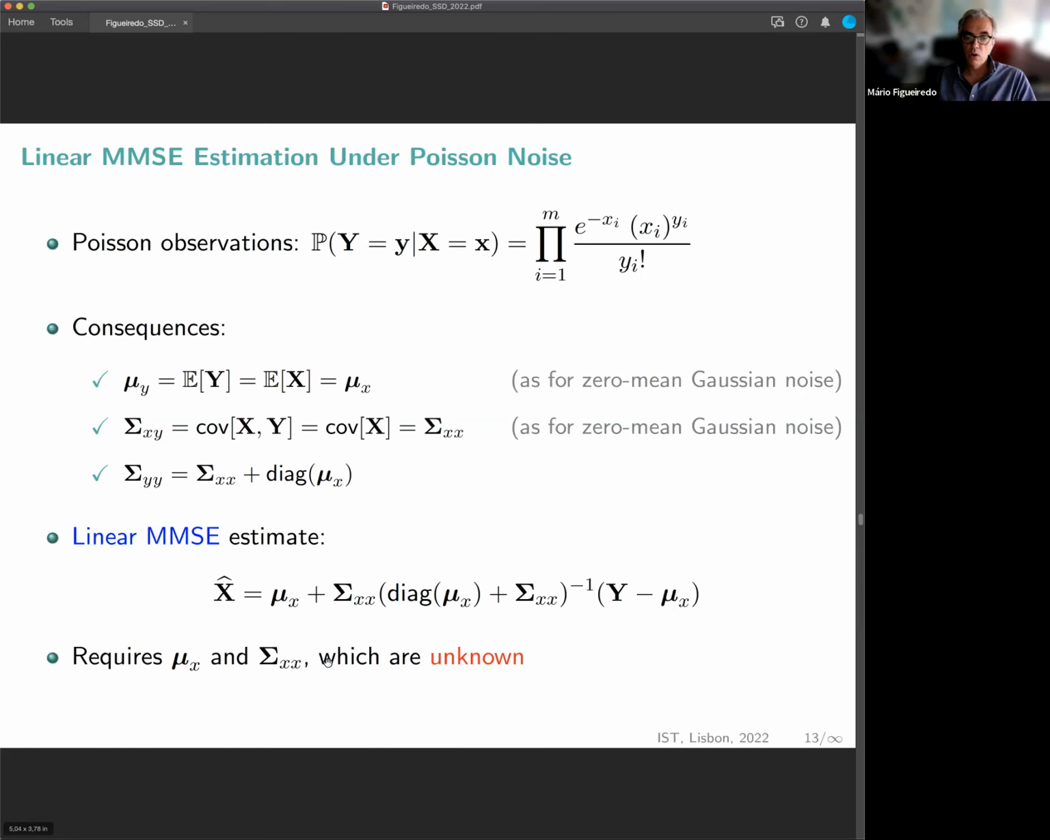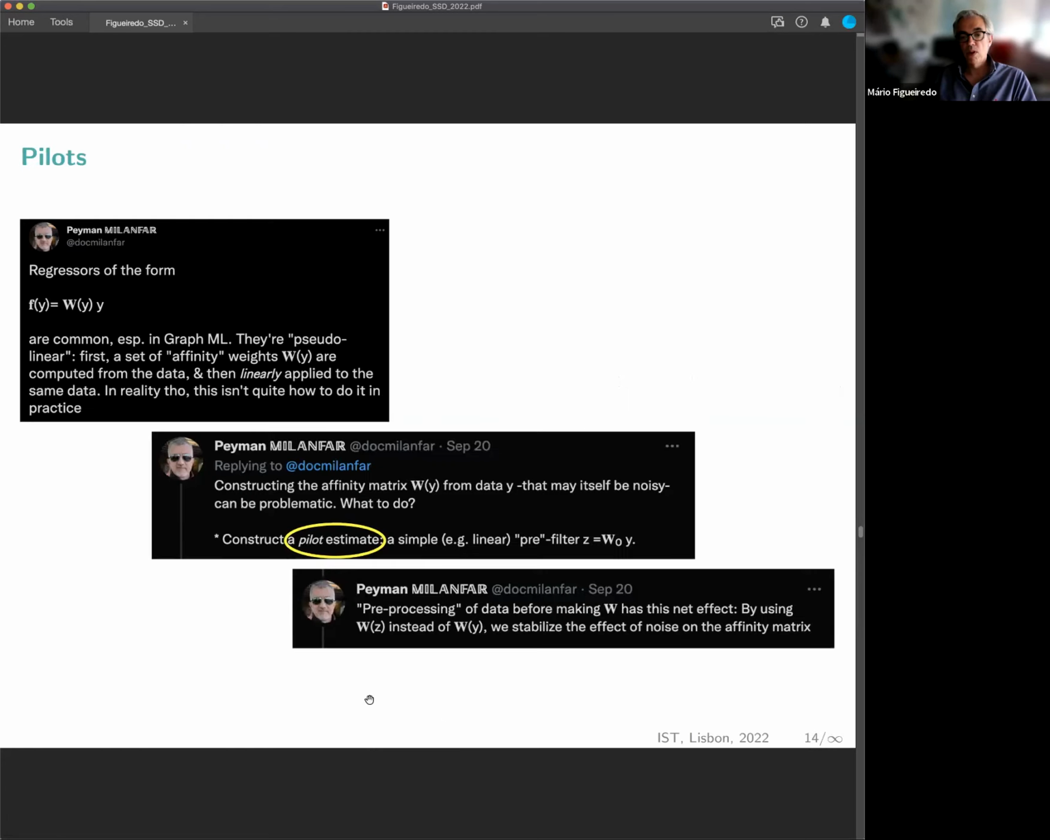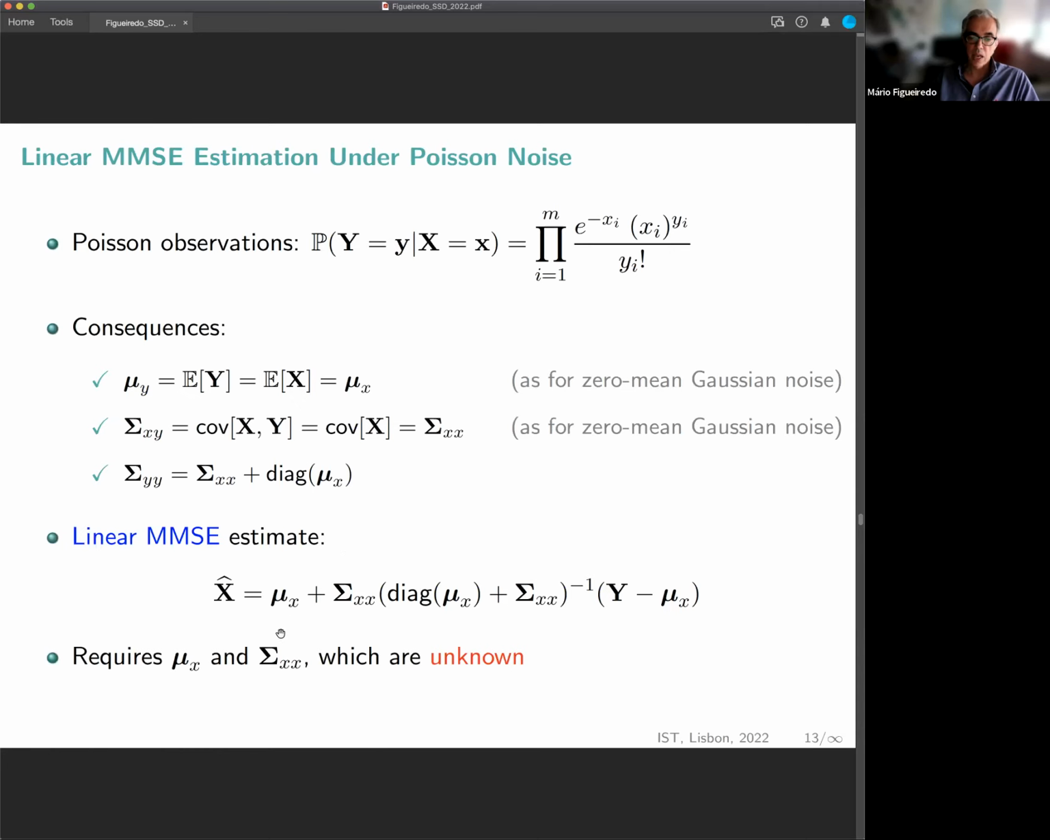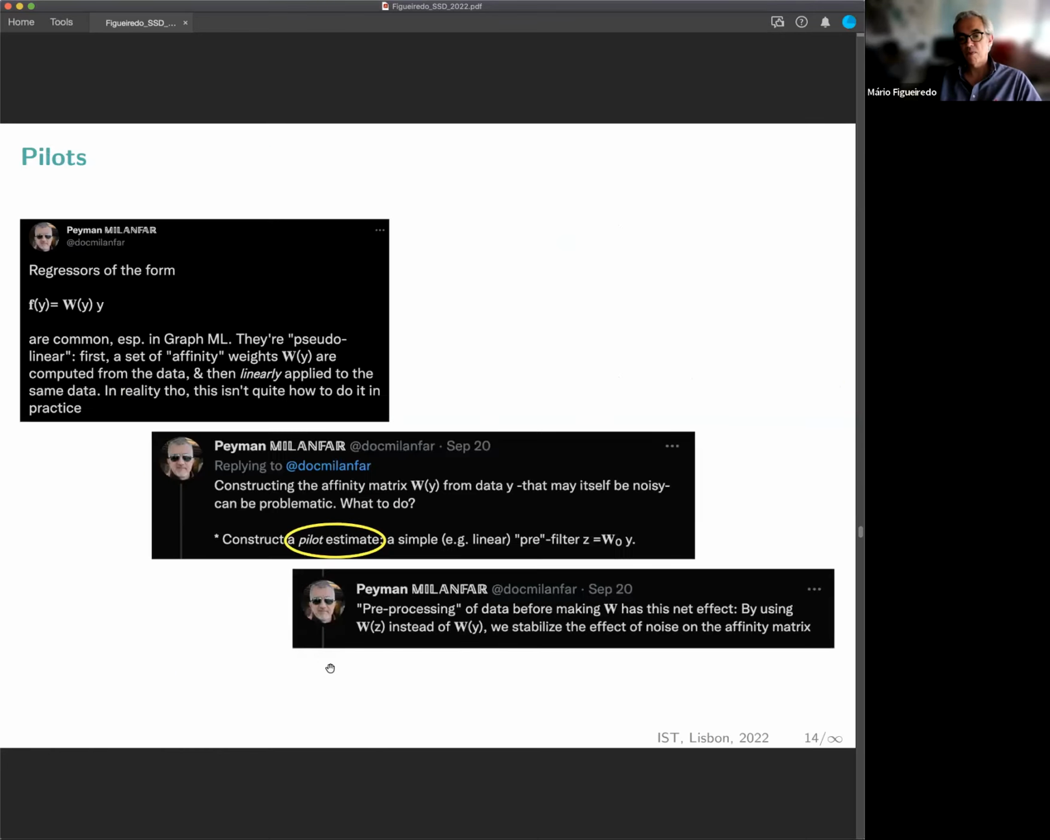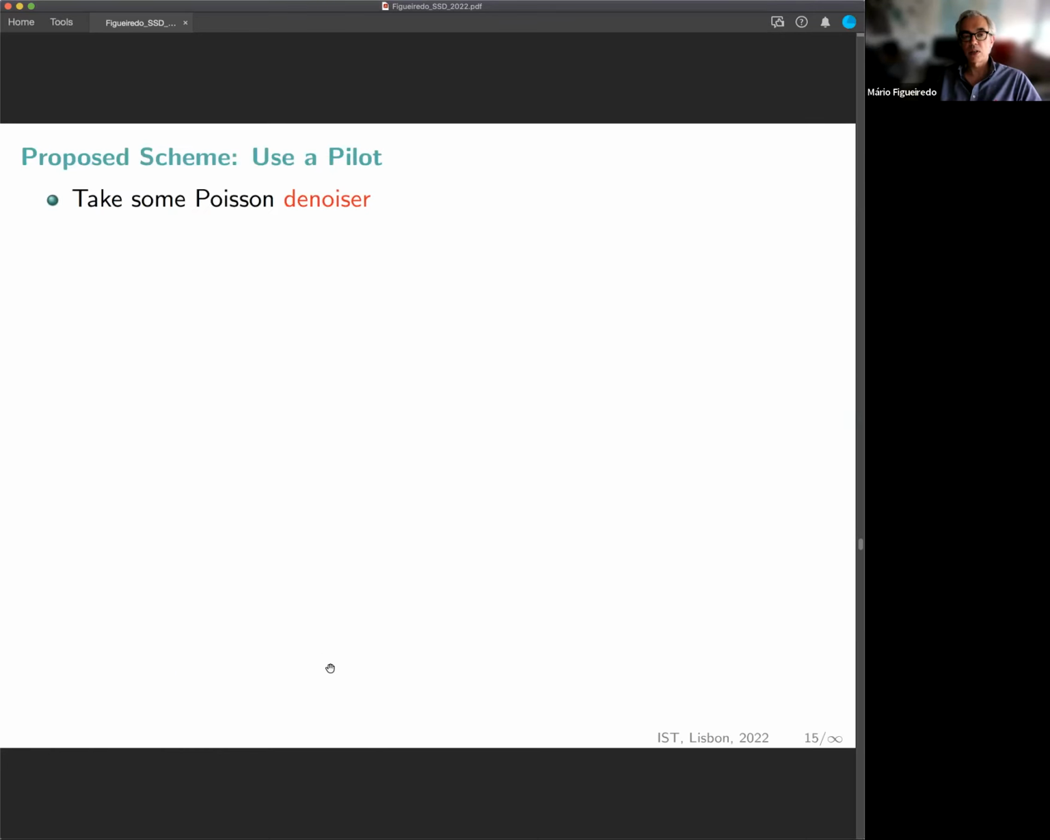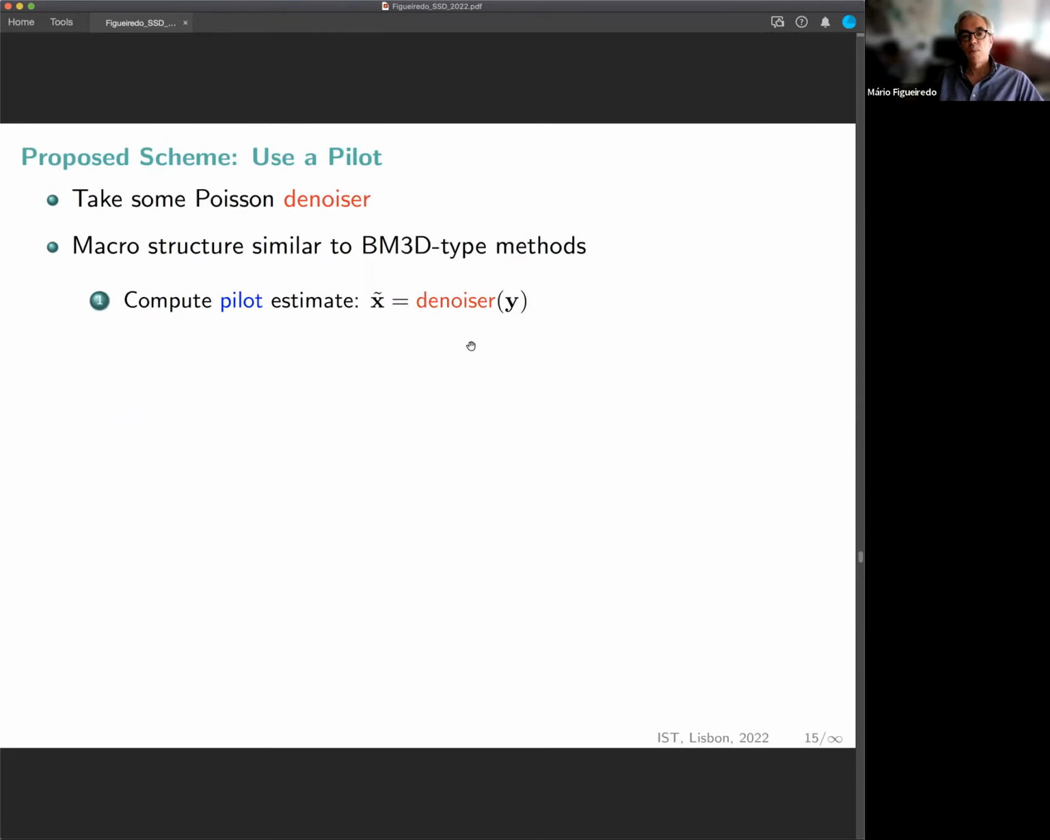To compute mu and sigma, we're going to compute a pilot image using some auxiliary denoiser, and then from that denoised image, we estimate mu x and sigma x, and then we apply our formula. So this is how it works. You take some Poisson denoiser, your favorite state-of-the-art method, BM3D for example, after variance stabilization. You compute a pilot estimate, so you apply this denoiser. It could be BM3D type, it could be something else. You compute a pilot estimate.